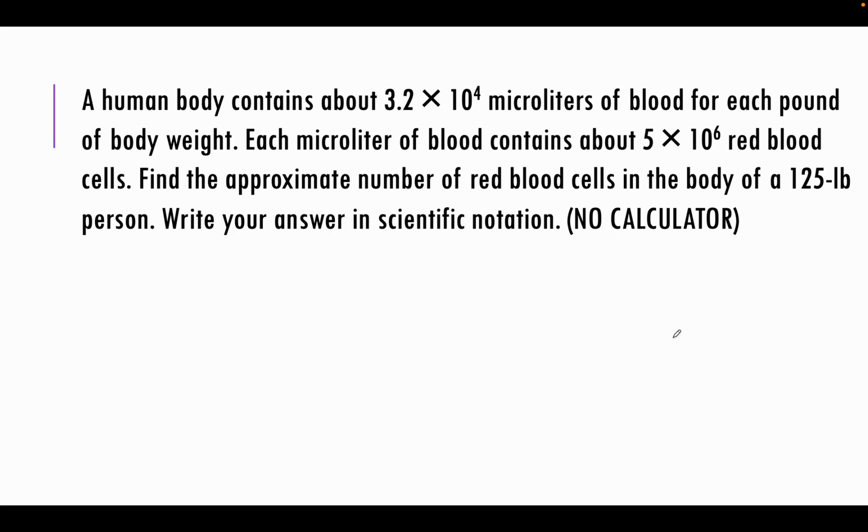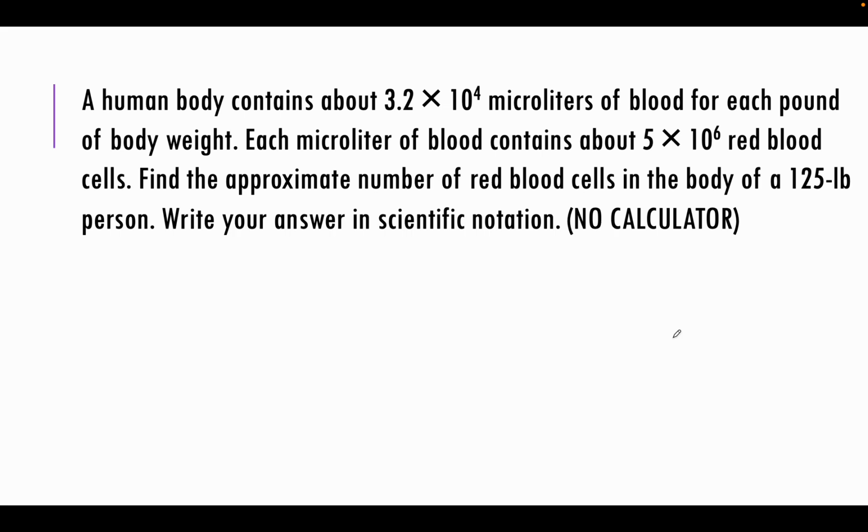A human body contains about 3.2 times 10 to the fourth microliters of blood for each pound of body weight. Each microliter of blood contains about 5 times 10 to the sixth red blood cells. Find the approximate number of red blood cells in the body of a 125-pound person. Write your answer in scientific notation and try to do this without a calculator.